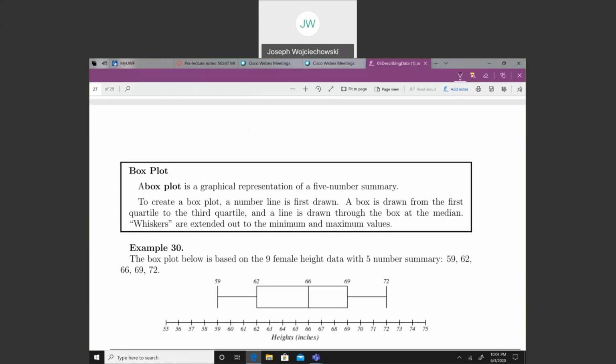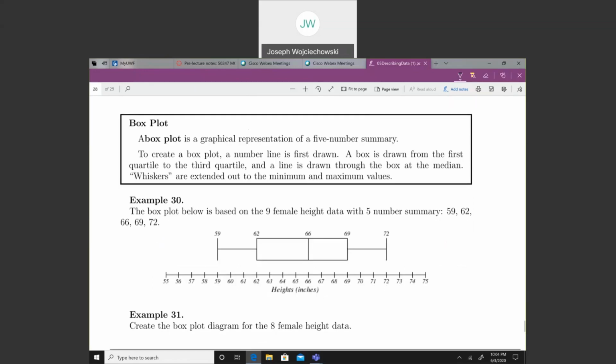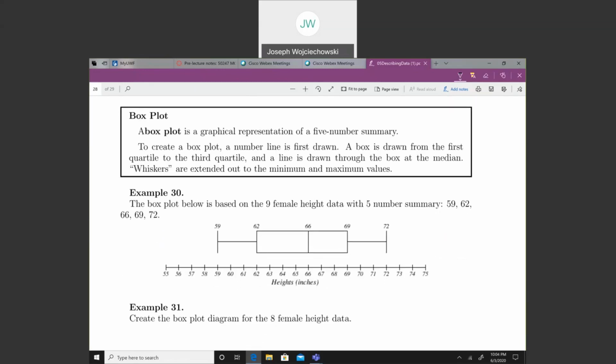Okay, the last thing we have to talk about is a box plot. A box plot is a graphical representation of a 5-number summary. To create a box plot, a number line is first drawn. A box is drawn from the first quartile to the third quartile, and a line is drawn through the box at the median. Whiskers are extended out to the minimum and maximum values.